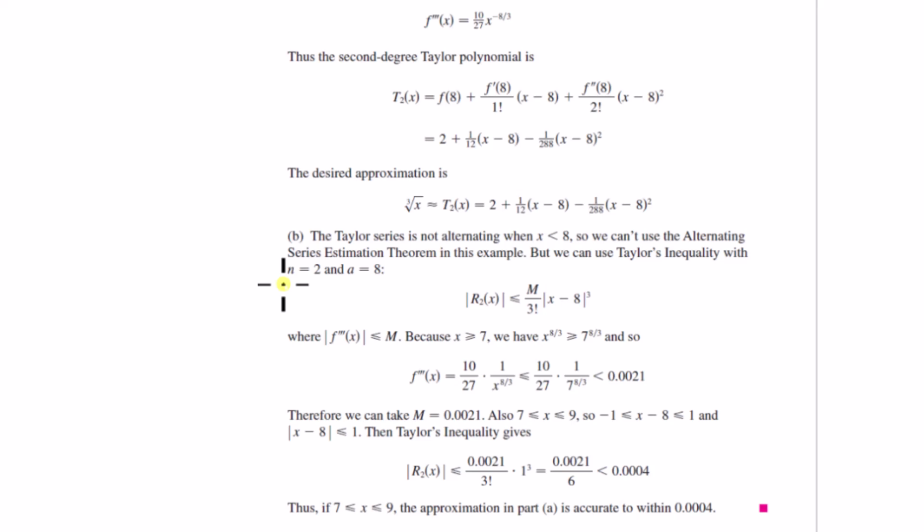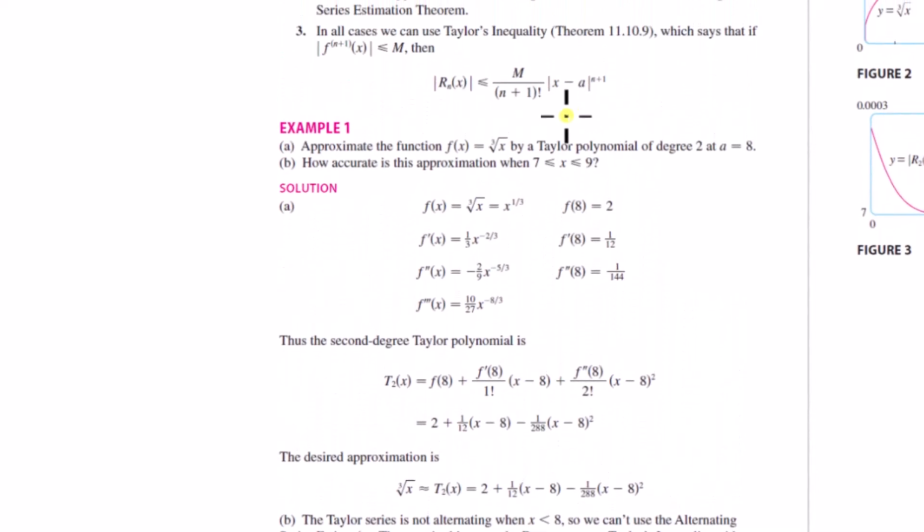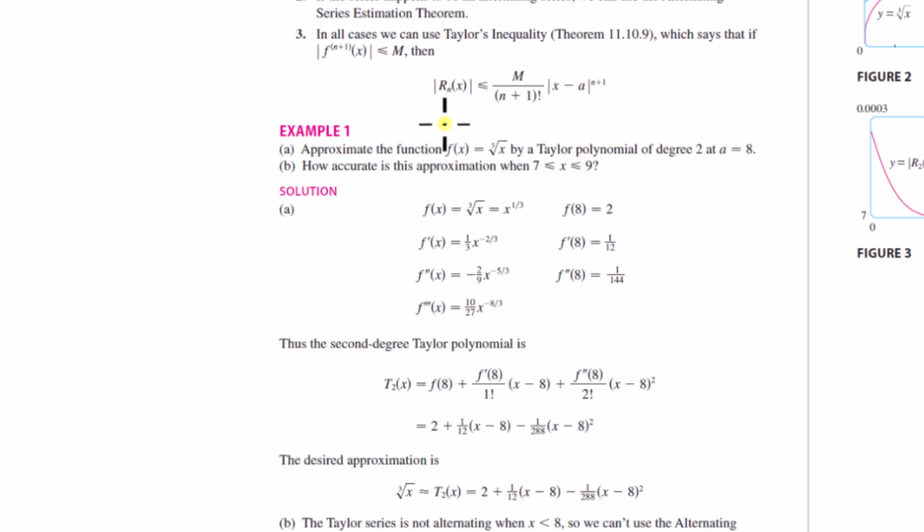Here's Taylor's inequality. They plug in n equal to 2, and a is equal to 8. This fills out, however, you don't have the capital M. Taylor's inequality is all about getting this capital M. You know what n is, you chose n. You know what a is, you chose a. So it's just what is capital M. Once you have capital M, then you've got the estimation for the R sub n.